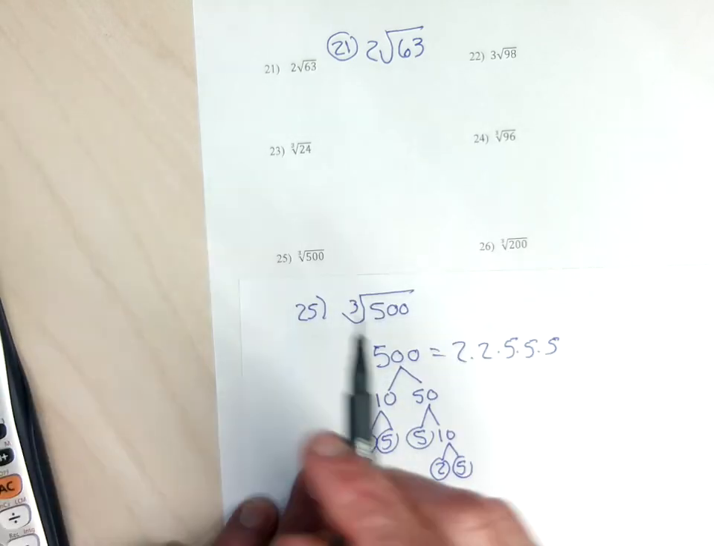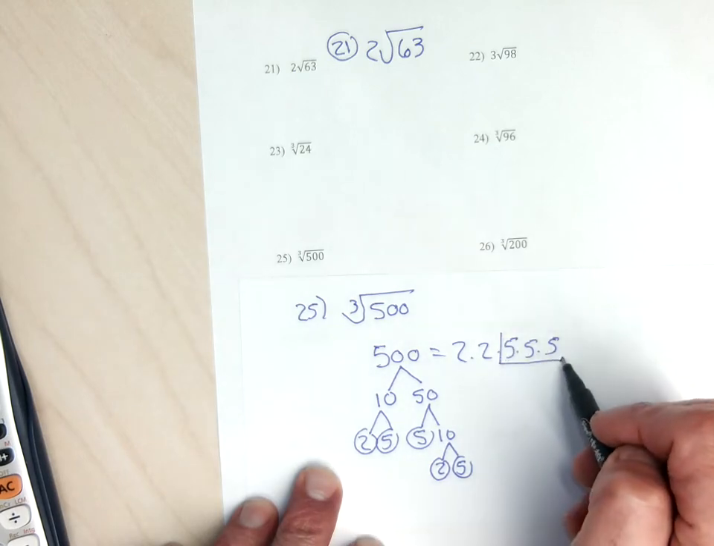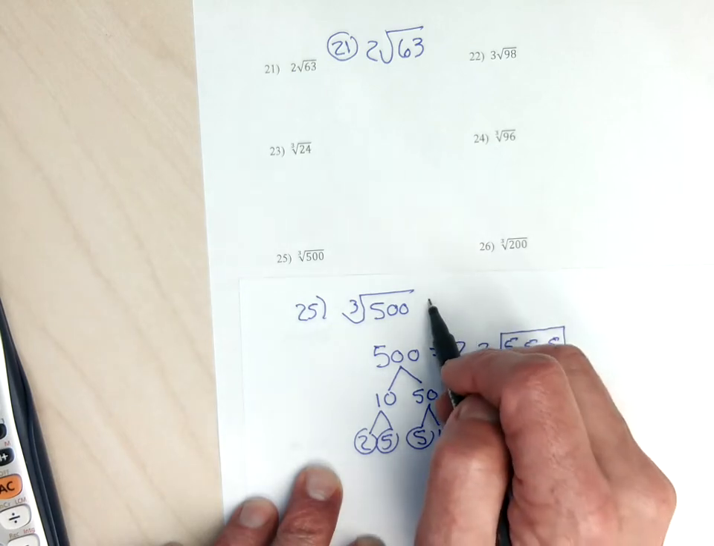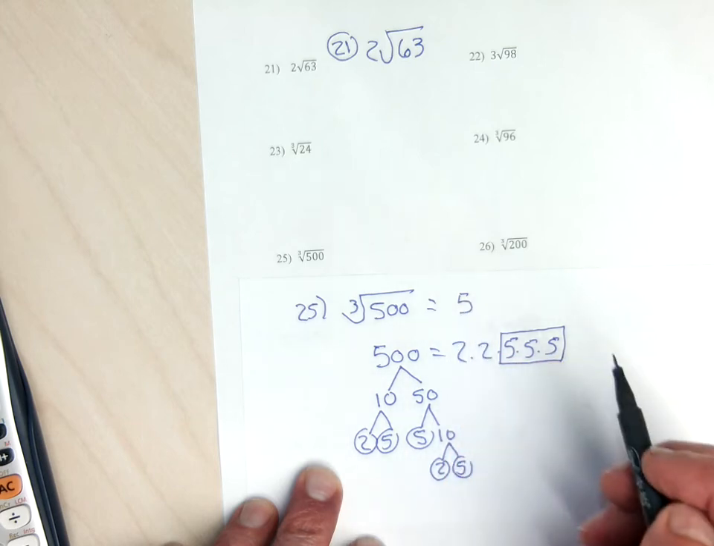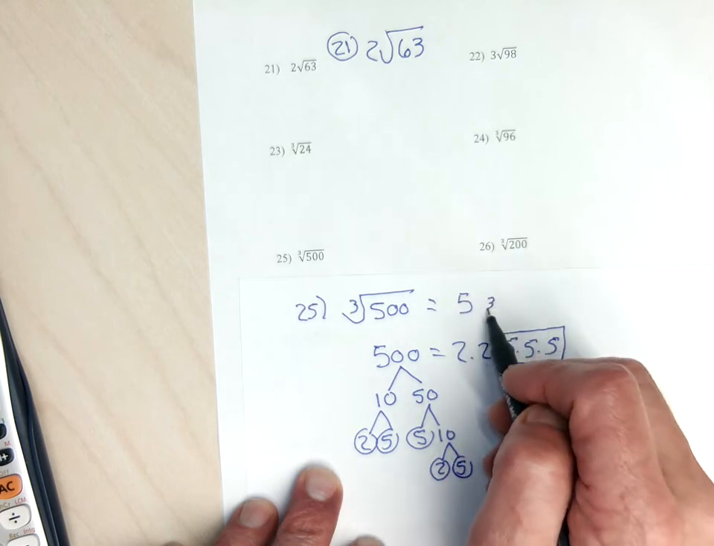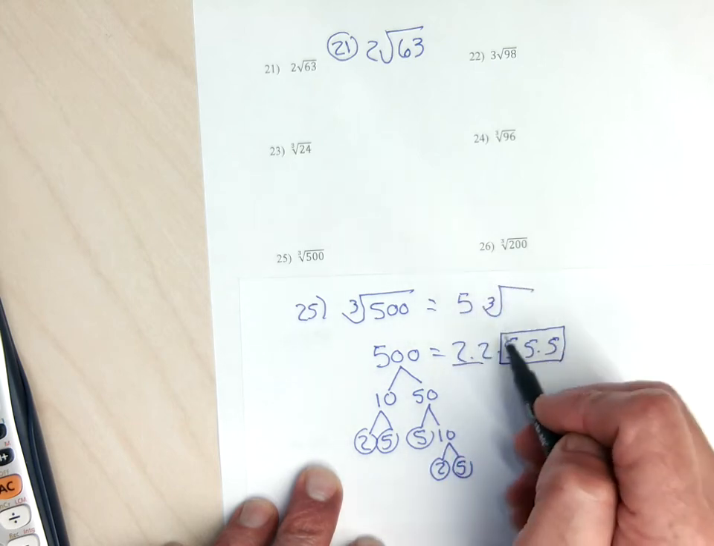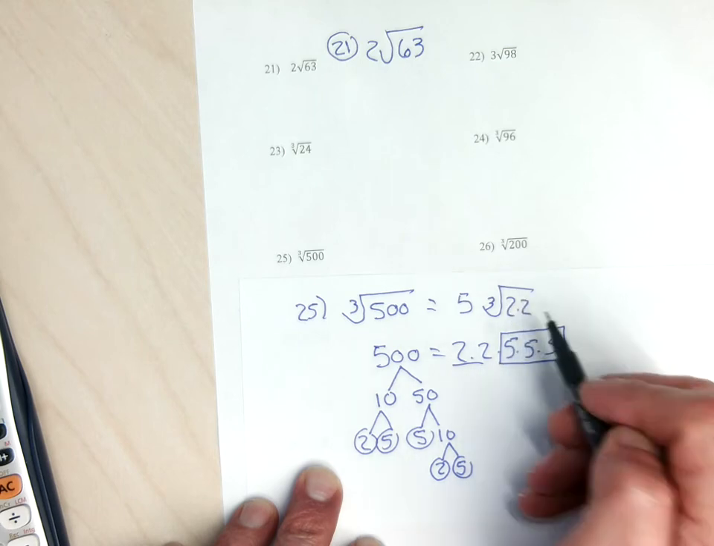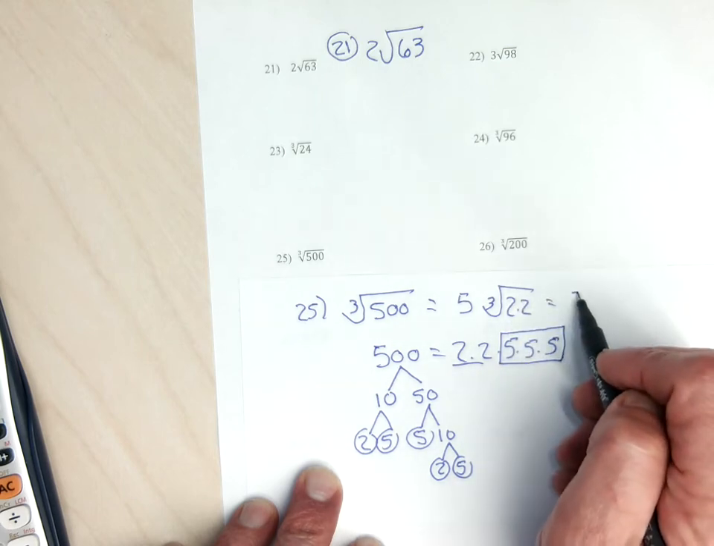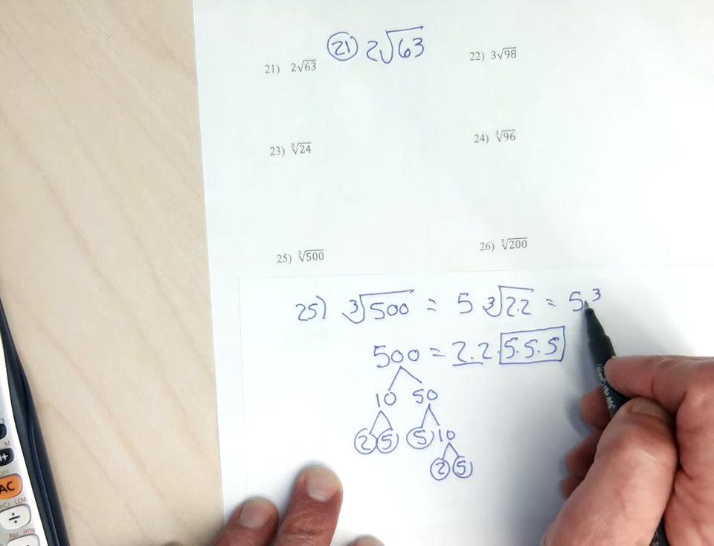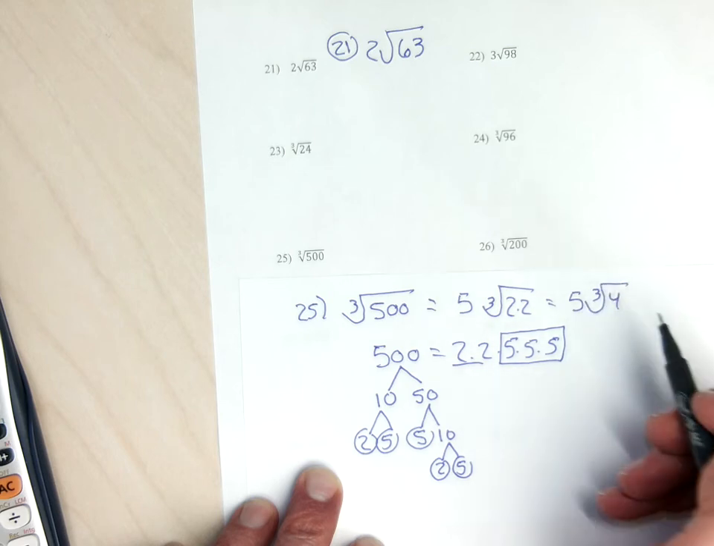In order to reduce this, because it's a cube root, anytime I get a 3 of a kind, I get one of those out front. So I get 1 5 out front, and then the parts that aren't 3 of a kind go under the radical and they get multiplied. This is going to reduce to 5 times the cube root of 4.